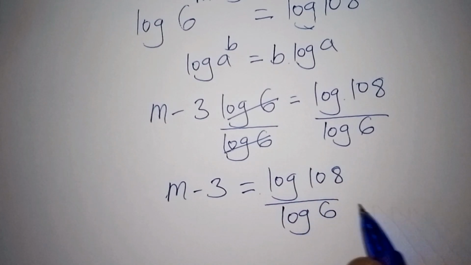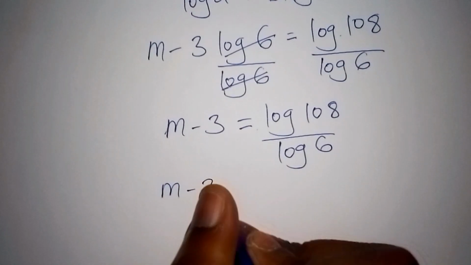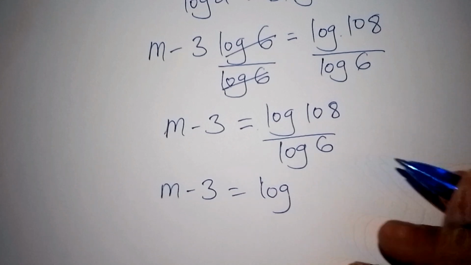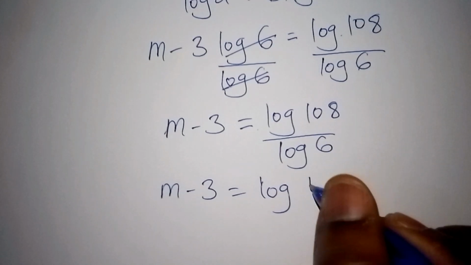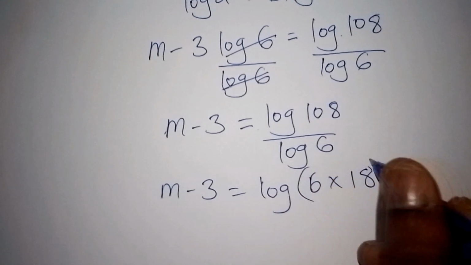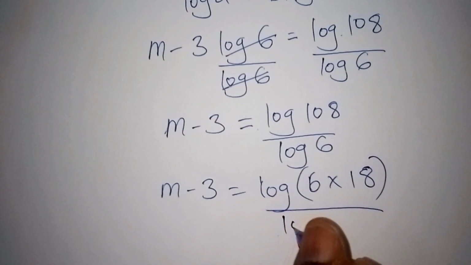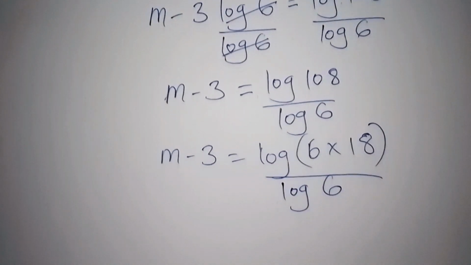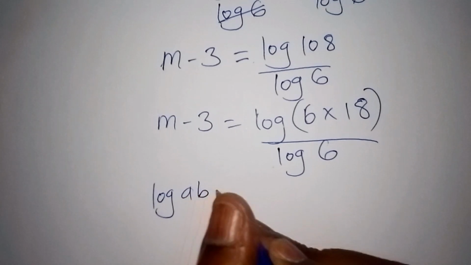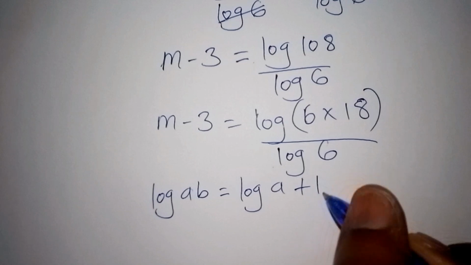We can still simplify the log of 108 all over the log of 6. When you work this out, the log of 108 can be written as the log of 6 multiplied by 18, and we put everything into brackets, all over the log of 6. We all know that assume we have the log of AB, this can also be written as the log of A plus the log of B.